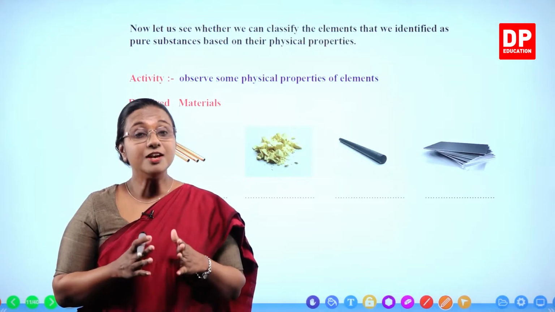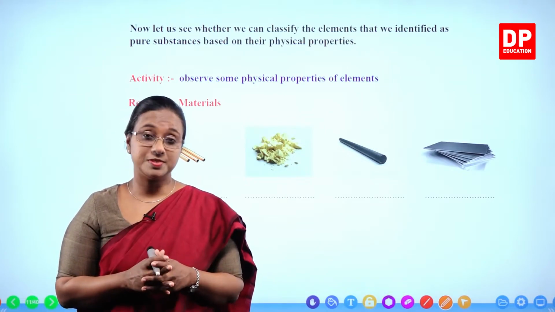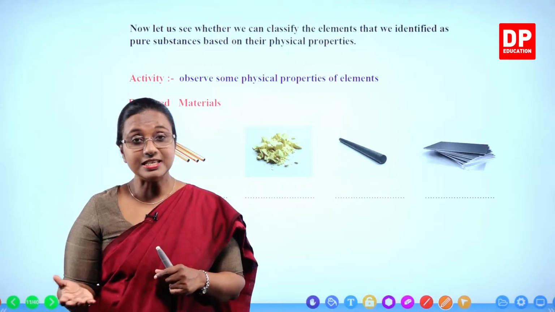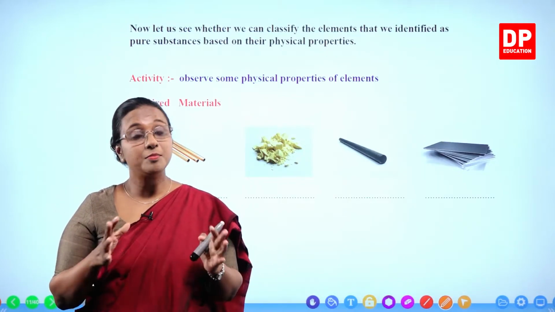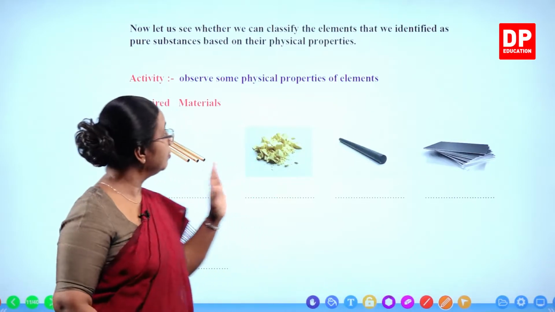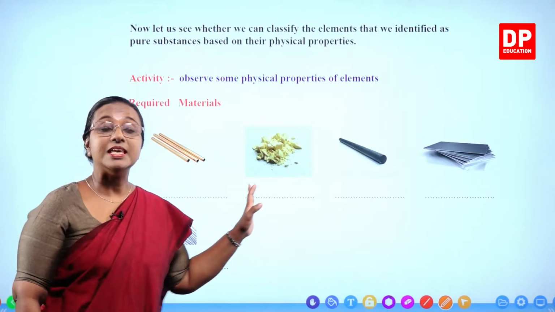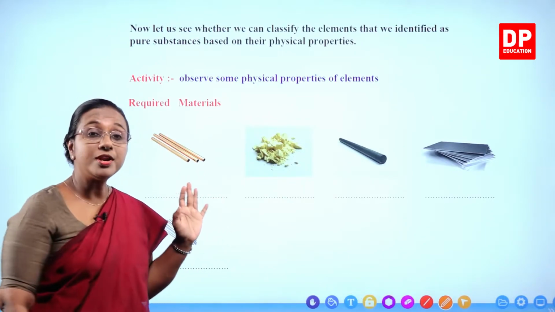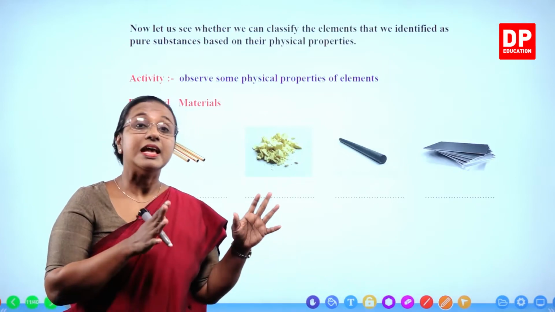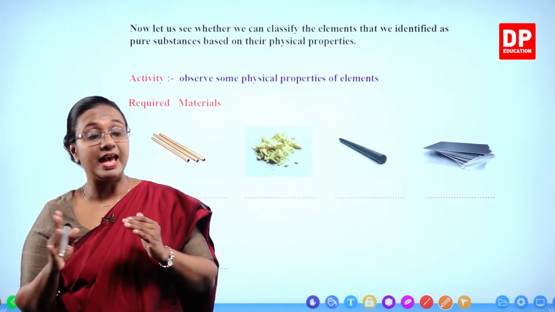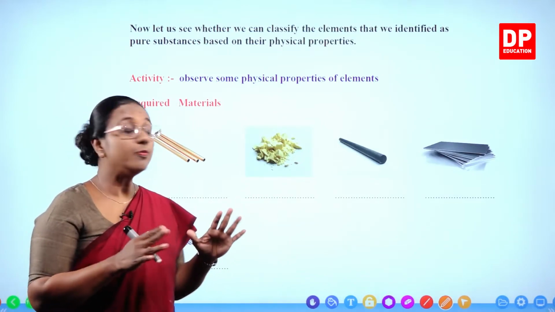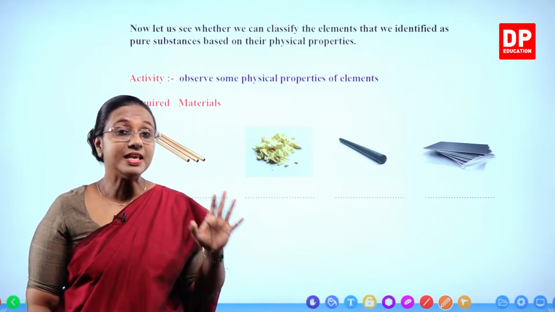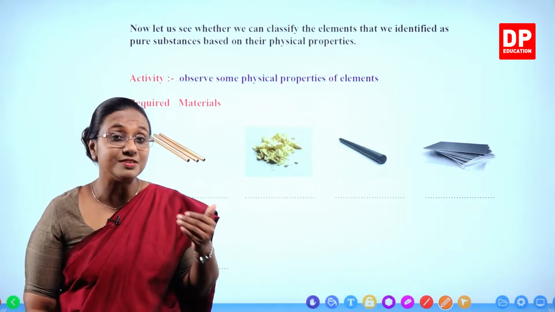We are discussing physical properties of pure substances. You can remember so far we have discussed density, then we discussed melting point and boiling point. Now using these properties, we will see how we can classify these substances. We have already classified substances as elements or pure substances and non-pure substances. Now we are looking at the physical properties of elements, so we will see how we can use those to classify them.